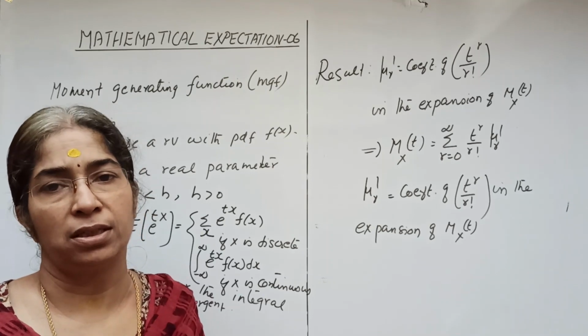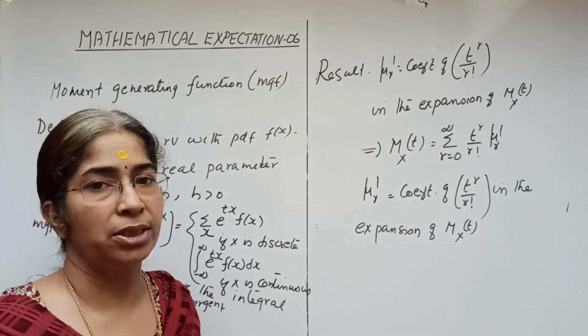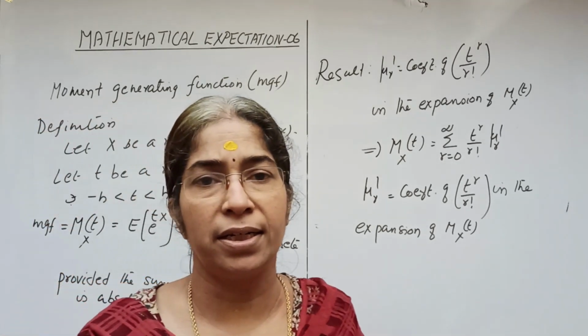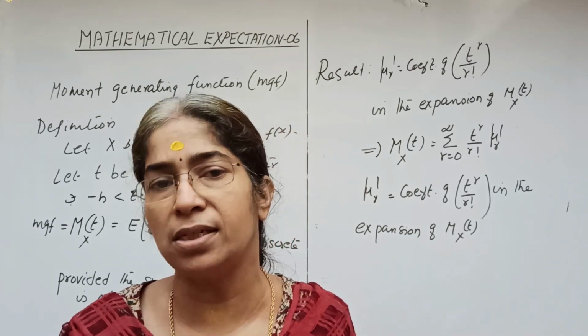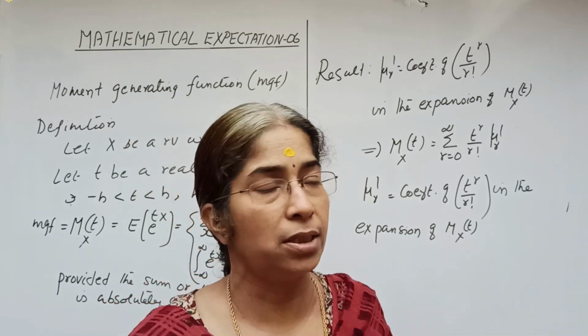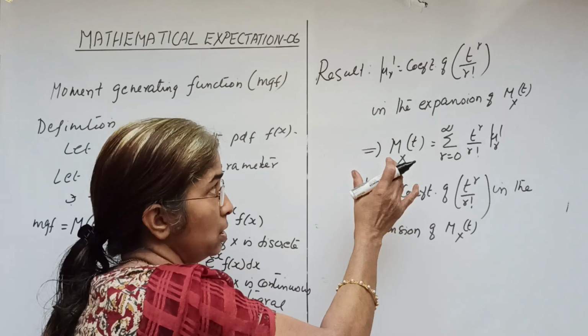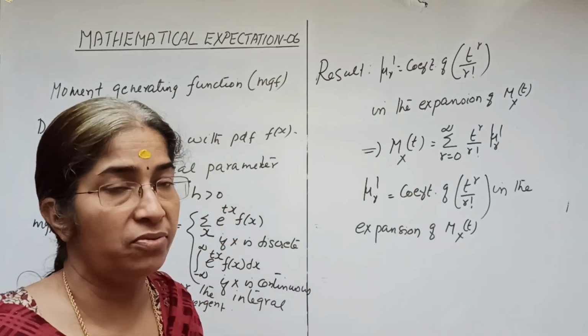or, next we prove the result, mu r dash equal to the r-th derivative, d raised to r by dt raised to r, of M_X(t) at t equal to 0. So this result is very important.